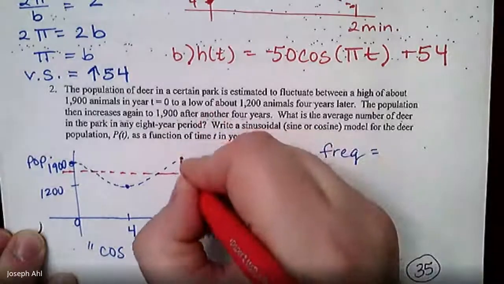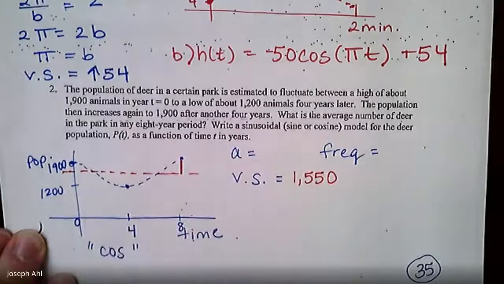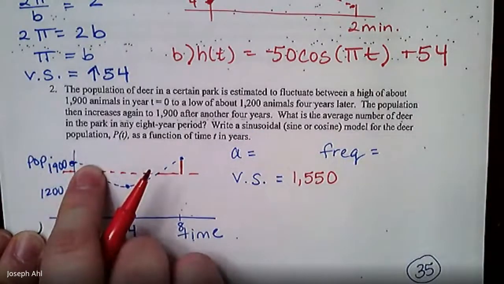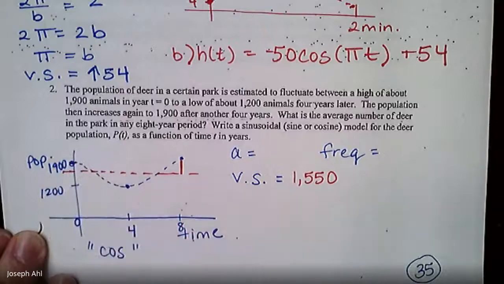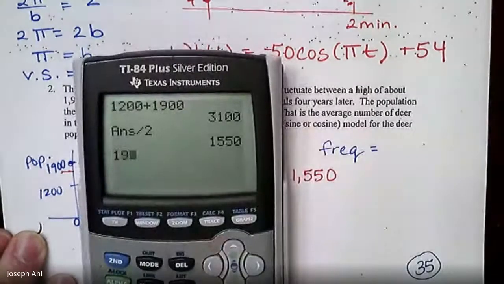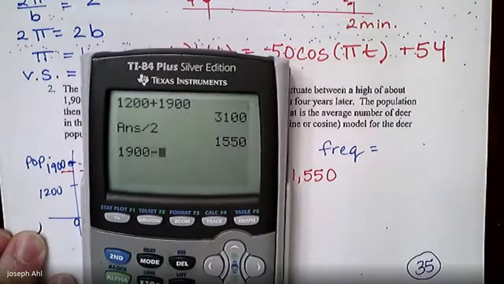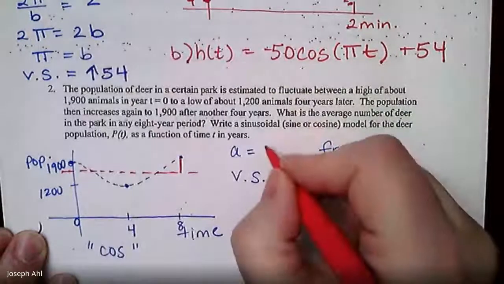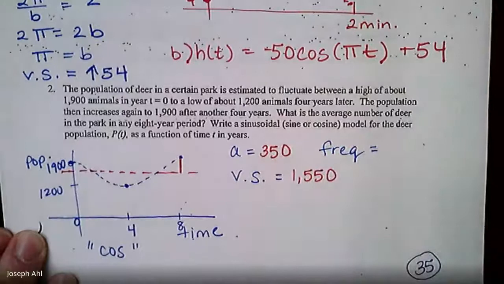Which now helps me determine the amplitude. The amplitude is the max height above the midline. So you have to be careful. The amplitude is not 1,900. It's 1,900 minus 1,550, which should be 350, right? So the amplitude is 350.